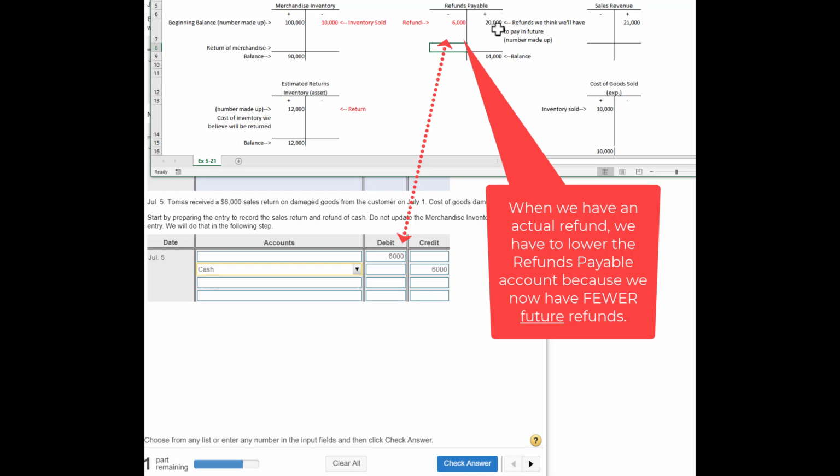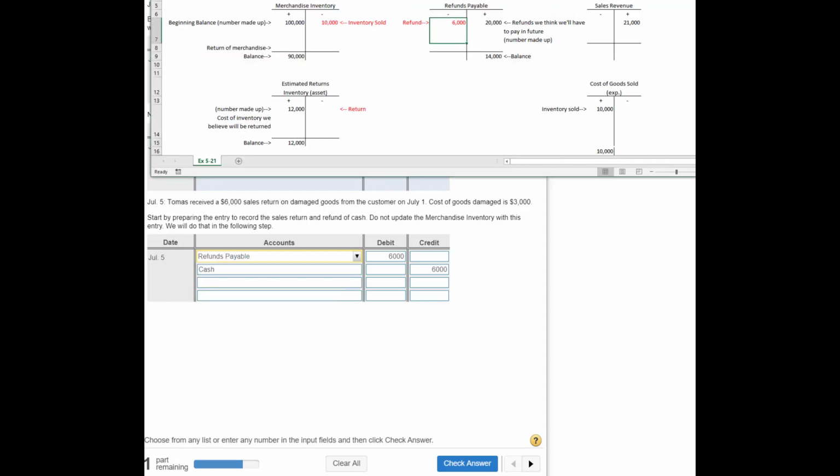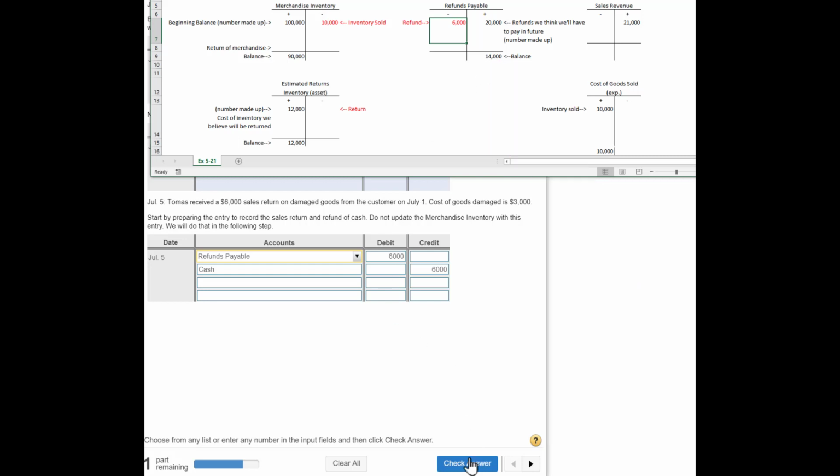Imagine if all of our sales were returned, then we could have no future returns. Therefore, our refunds payable would have to be zero. So we have $6,000 of refunds, so the future refunds has to drop. And remember, liabilities drop on the debit side. So refunds payable is going down by $6,000. So we now have only $14,000 of refunds that we think will be refunded in the future. So let me check my answer.